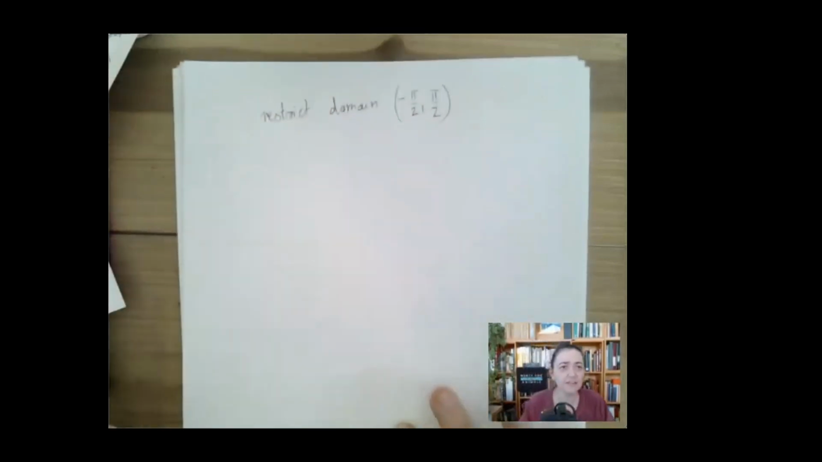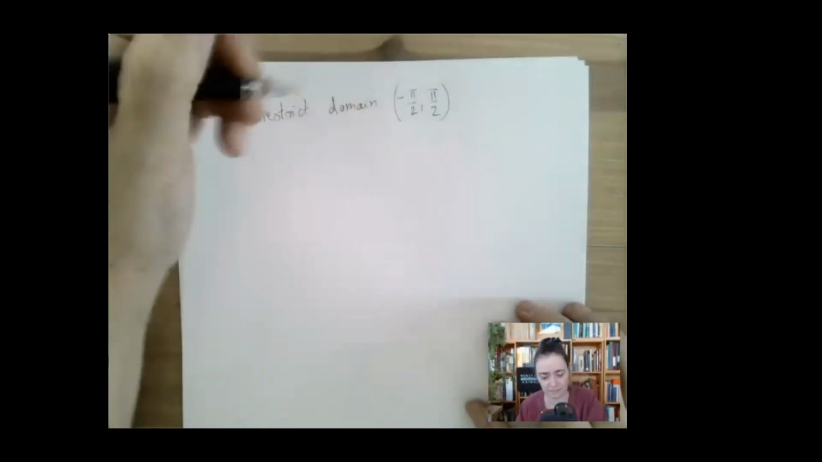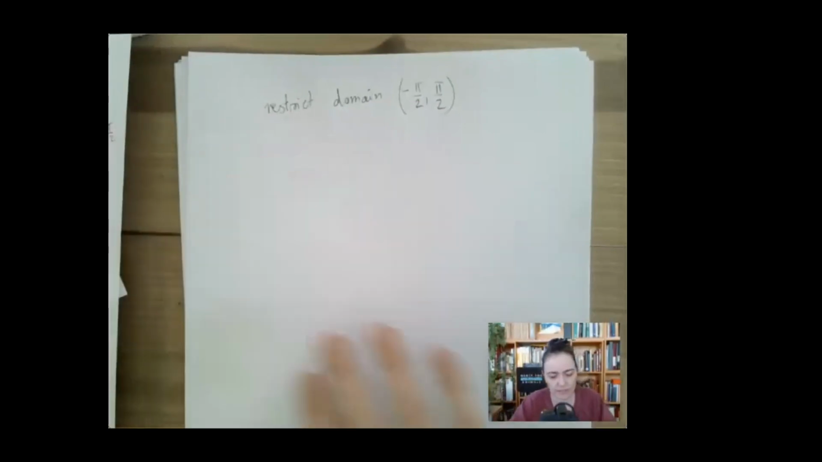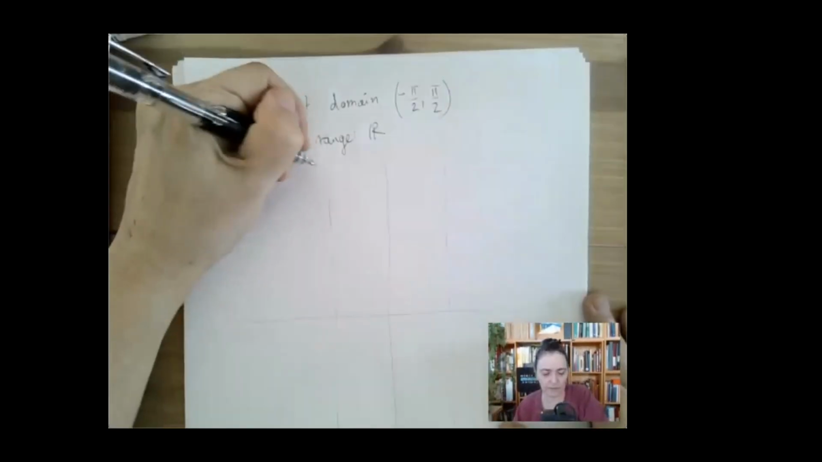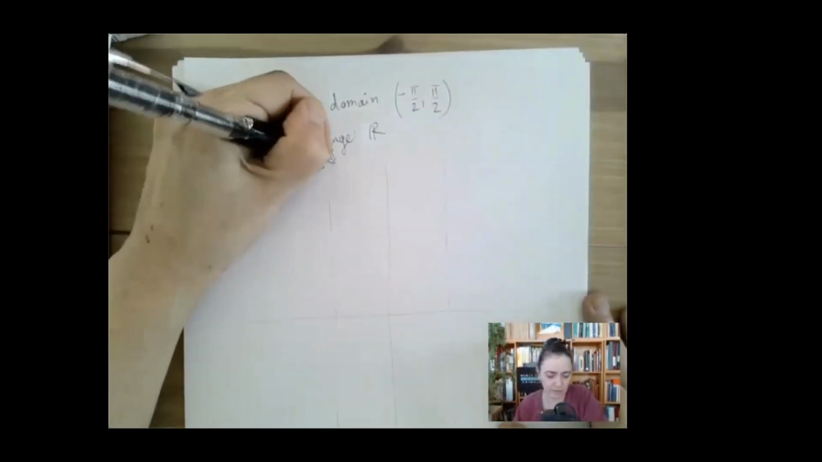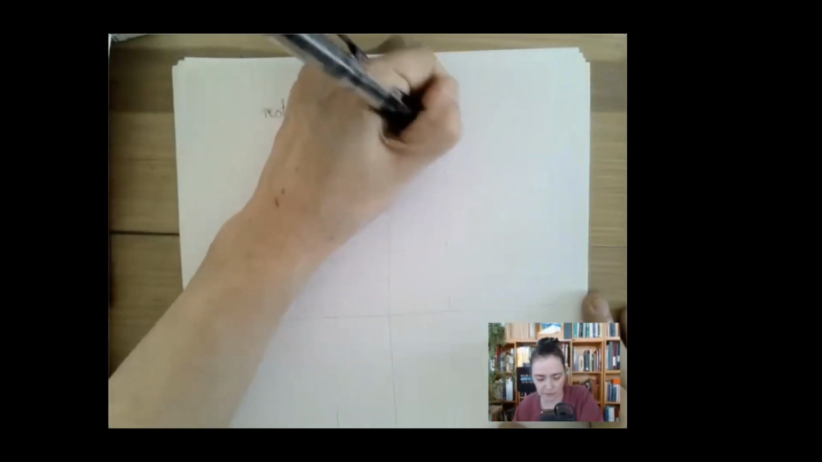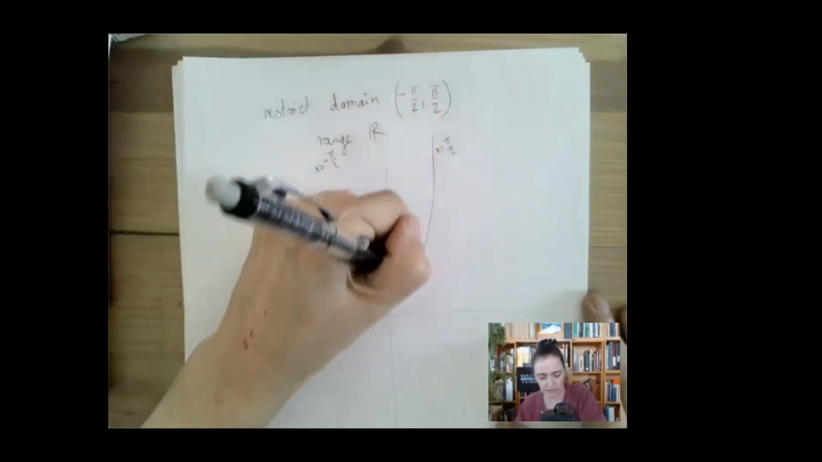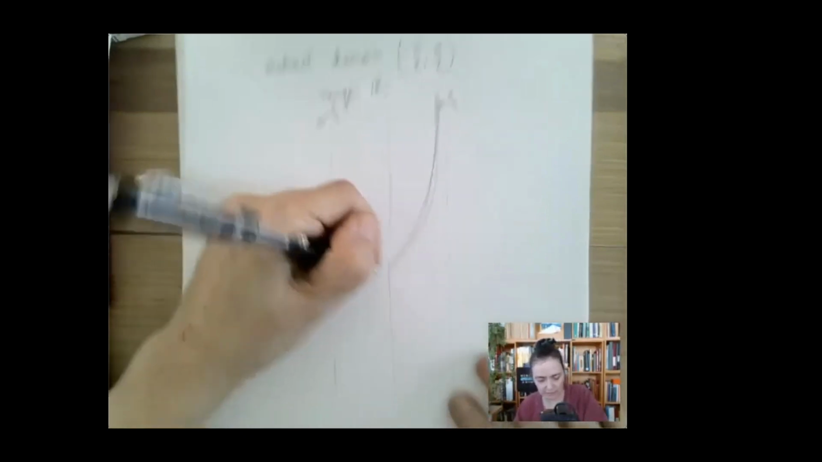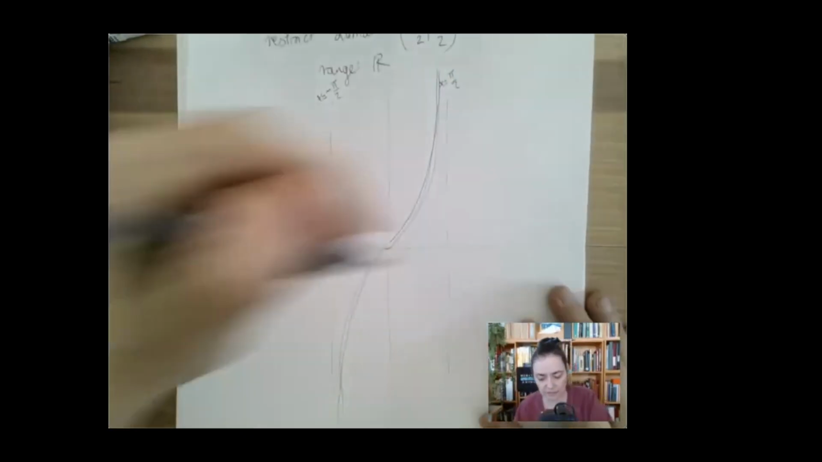Meanwhile, sine had the closed interval. But that's it. The range is still everything. This is x equals minus pi over 2. This is x equals pi over 2. This is the restricted tangent, just one lovely thread. And then we take the inverse.